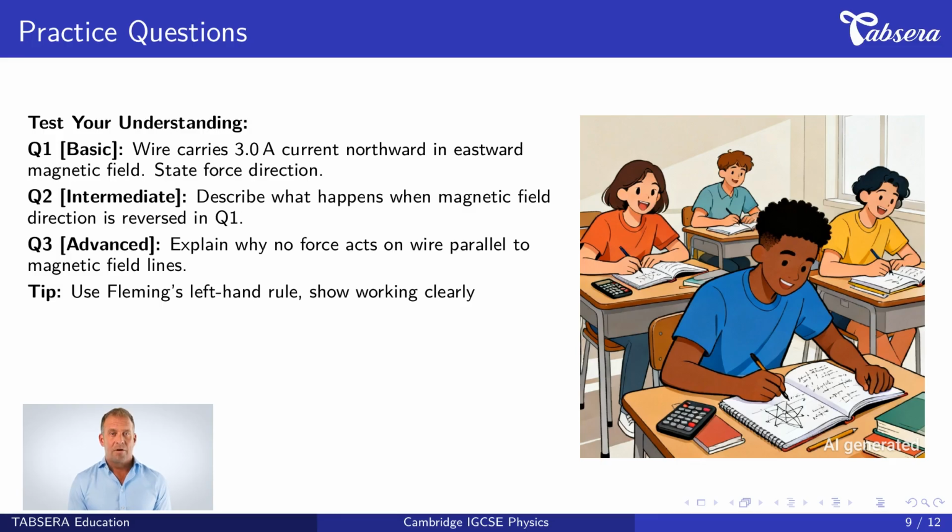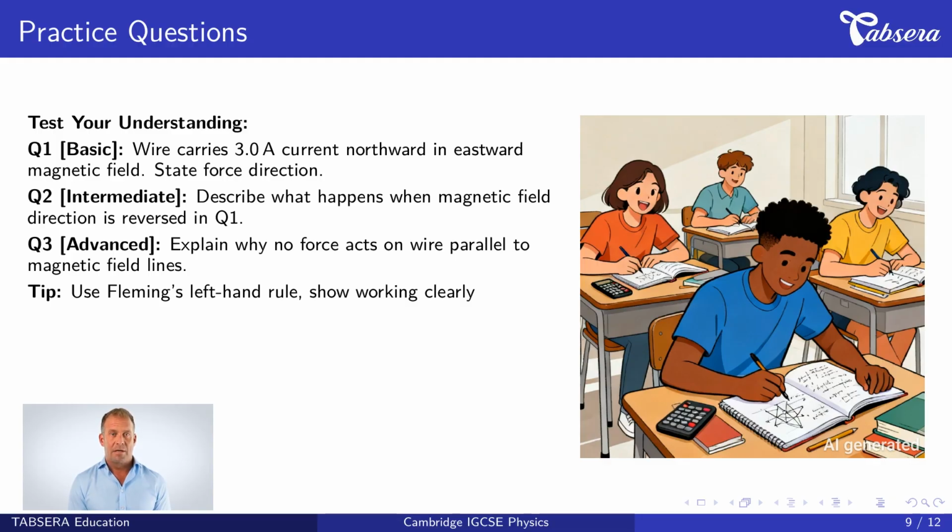Now practice what you've learned with these 3 questions. Question 1 is basic level. It asks, a wire carries 3.0 amperes current northward in an eastward magnetic field. State the force direction. Use Fleming's left-hand rule to solve this systematically.